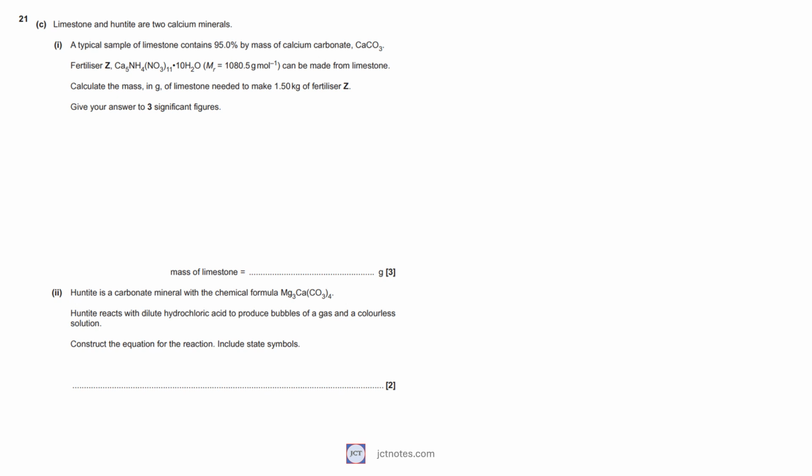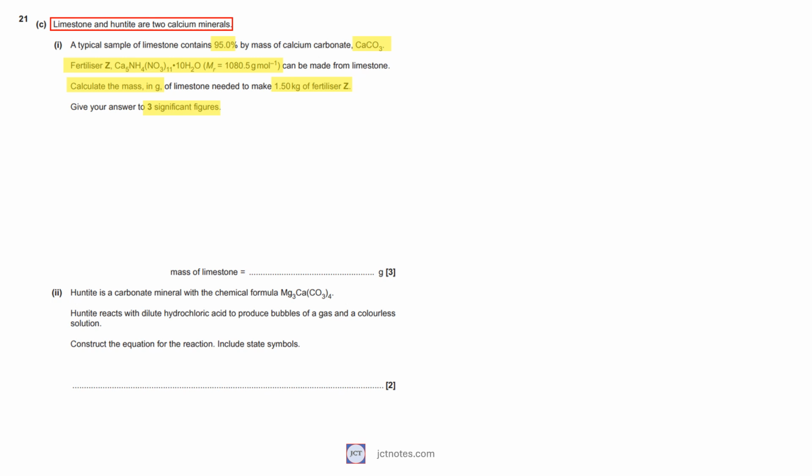Part C of question 21 is about limestone and huntite, 2 calcium minerals. In the first question, we have a sample of limestone that contains 95% by mass of calcium carbonate. We also have fertilizer Z, with the formula and relative molecular mass provided. We need to calculate the mass, in grams, of limestone needed to make 1.5 kilograms of fertilizer Z, giving the answer to 3 significant figures.